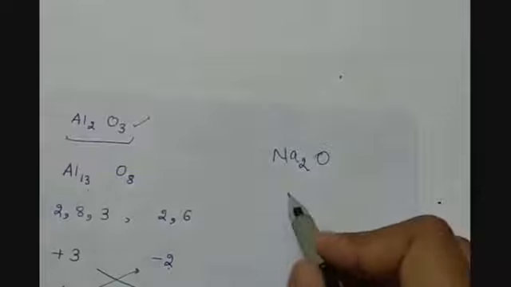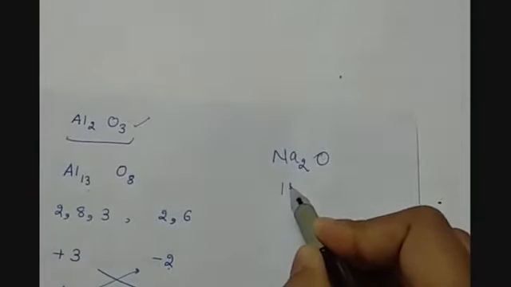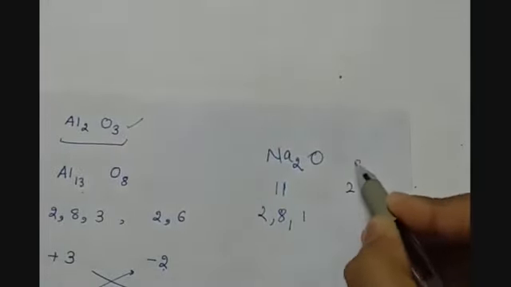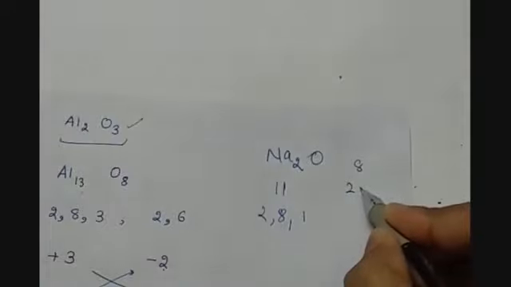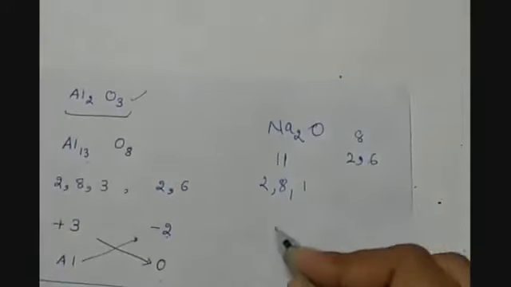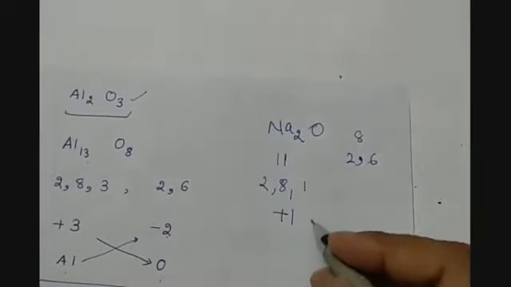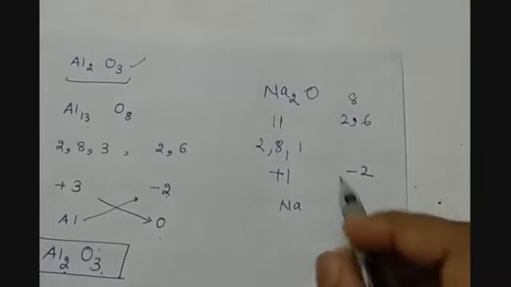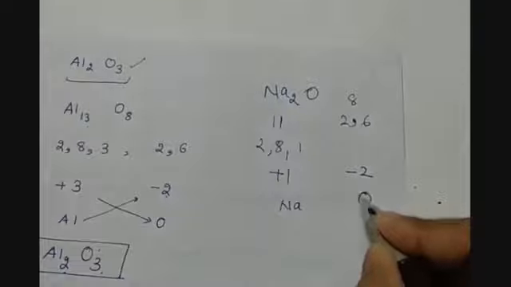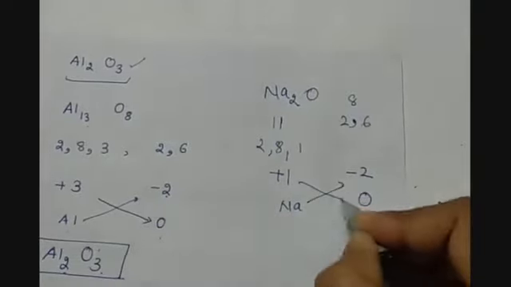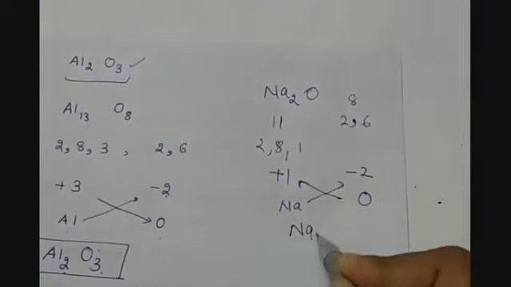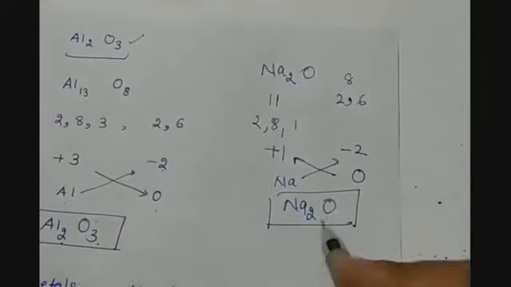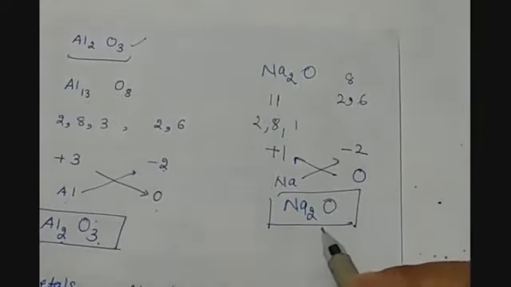You can have another example like Na2O, where Na is having atomic number 11, so electronic configuration is 2, 8 and 1. For oxygen we have atomic number 8 and the electronic configuration will be 2, 6. So for Na we have plus 1 valency and for oxygen we have a valency of minus 2. So when these two atoms combine together, what will happen to their valencies? They will cross multiply their valencies. Na2O will be formed. So this is how you can write the formula for a compound.